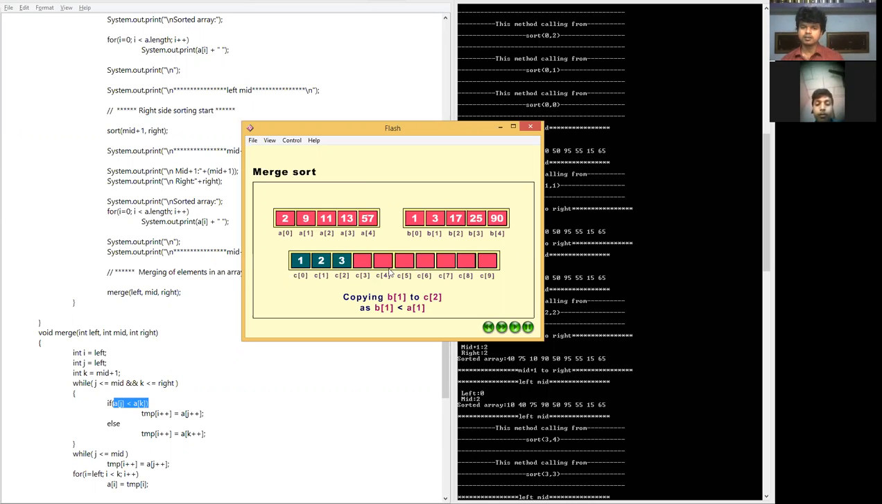This is the merge sort technique. Merging is nothing but combining array elements in the form of ascending order.